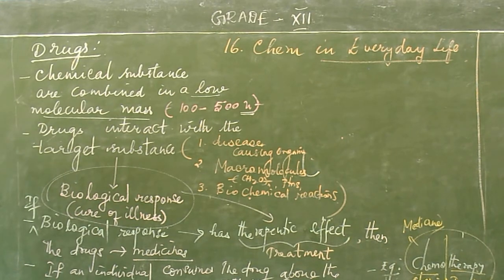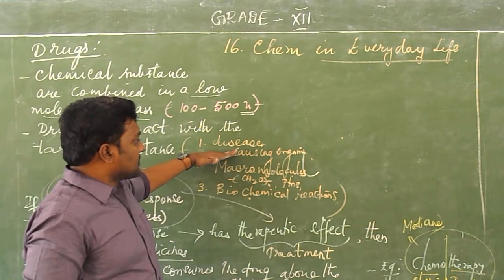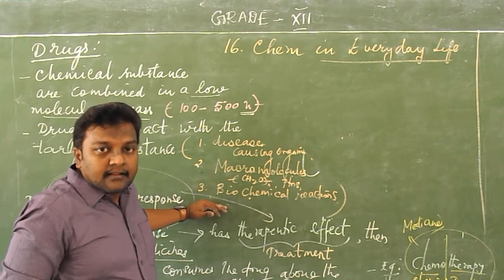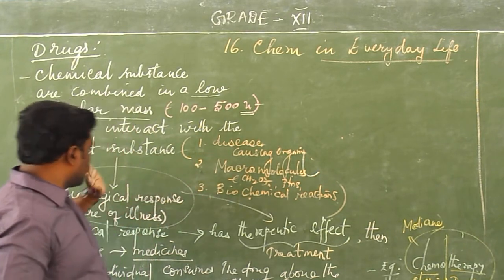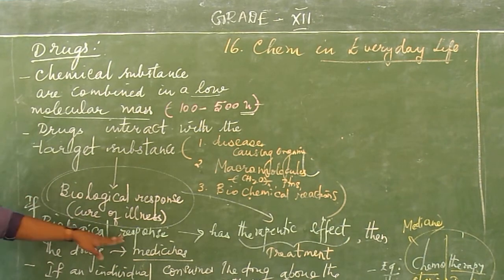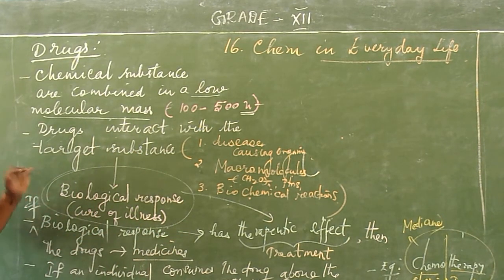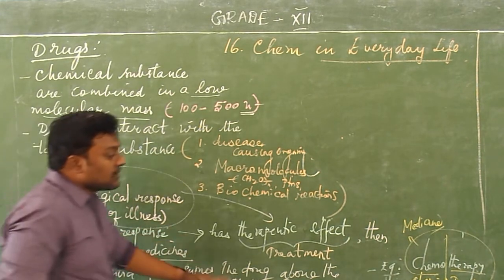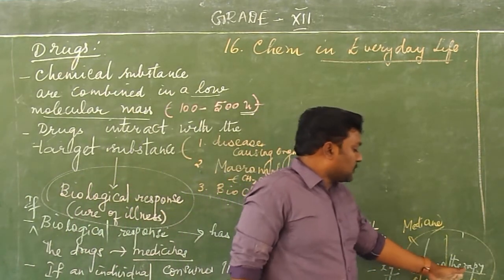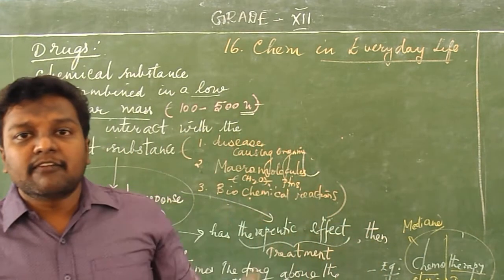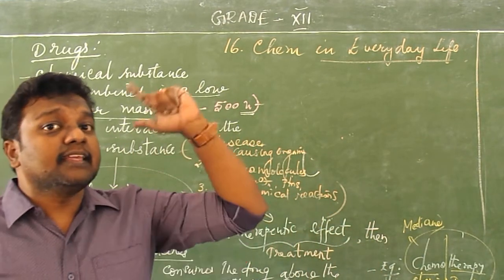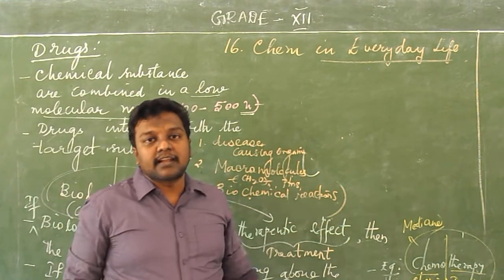Shall we revise now? Drugs are chemical substances which are combined together in a low molecular mass of about 100 to 500 atomic mass units. The drugs interact with the target substances. Target substances are nothing but disease-causing organisms, macromolecules like carbohydrates and proteins, and even certain biochemical reactions. If this biological response has a therapeutic effect, then the drugs are called medicine. If an individual consumes a drug above the recommended level, then the drug or medicine becomes a potential poison. An example of drugs is chemotherapy: chemo means chemical, therapy means treatment. The treatment given for the ailment, for the disease, by using chemicals is called chemotherapy.